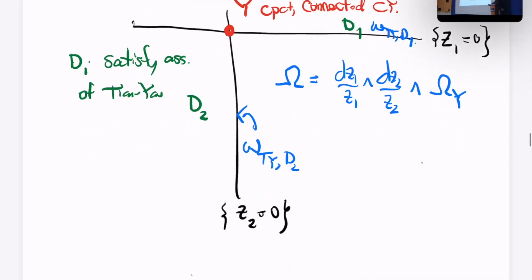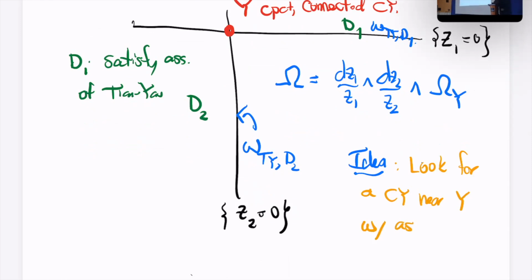And so the idea is that these should play some sort of role of boundary data for our problem in the generic neighborhood of Y. So the idea is to look for a complete Calabi-Yau metric near Y with asymptotics given by the Tian-Yau metric omega TY on Di, so near Di. So you have to assume these asymptotics in some singular fashion, right?